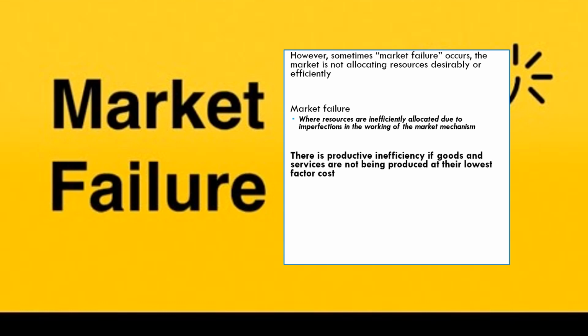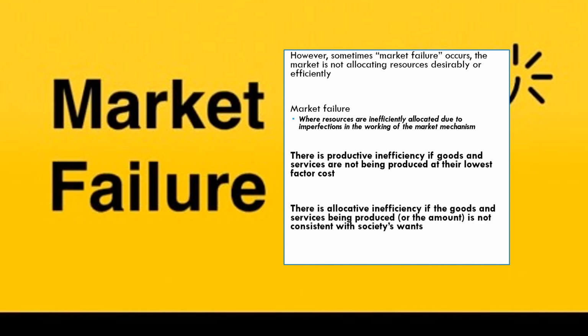We might see productive inefficiency, where goods are not being produced at their lowest cost, or there might be allocative inefficiency, where the goods being produced are not consistent with society's wants and needs. So this definition of market failure is an important one. Let's make sure we get it down in our notes.